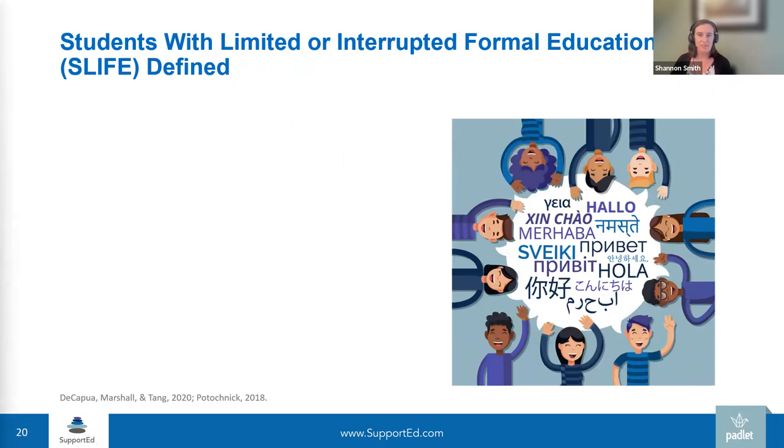There is no federal definition for students with limited or interrupted formal education. However, a few states have developed their own definitions, but they vary state by state. And Maine is in the process of developing a formal definition of their own to help look at students within the state of Maine and define those SLIFE students. But here are some common elements that we see across the states.